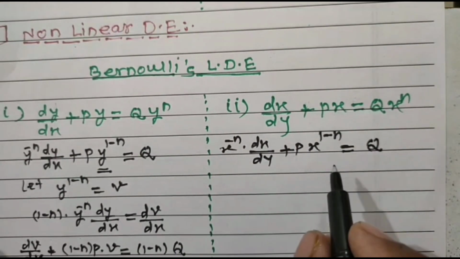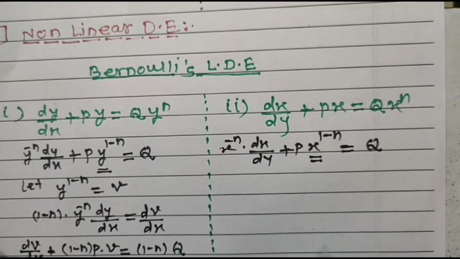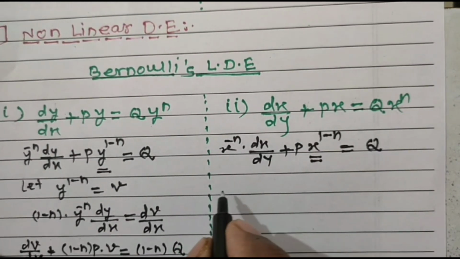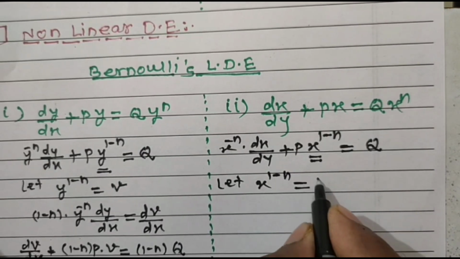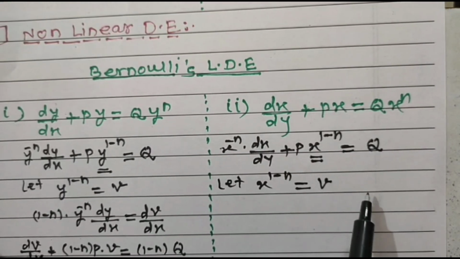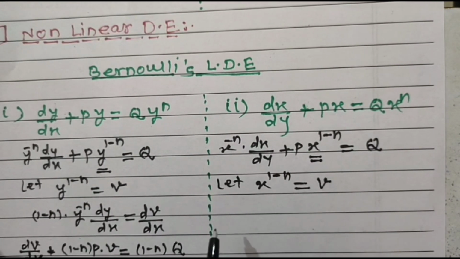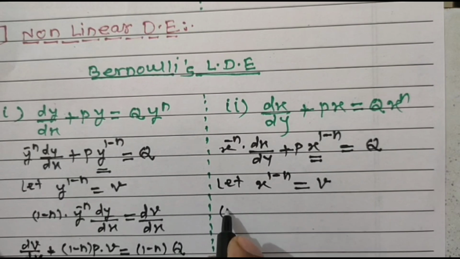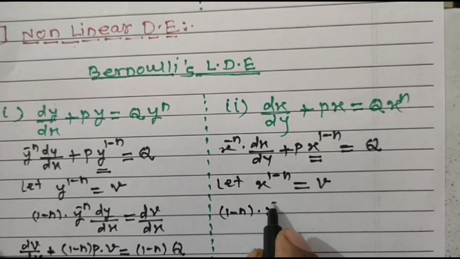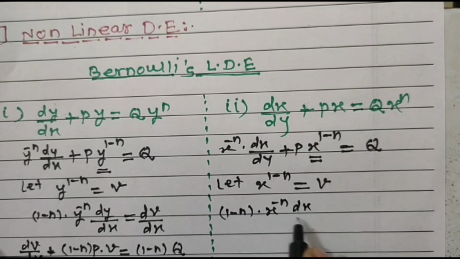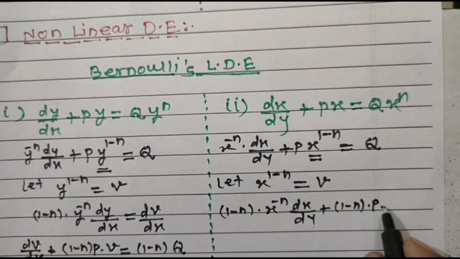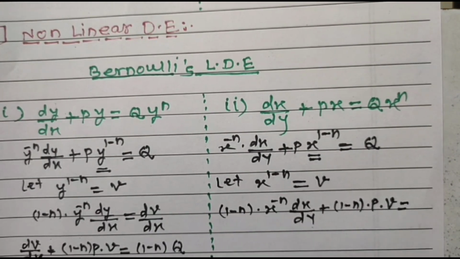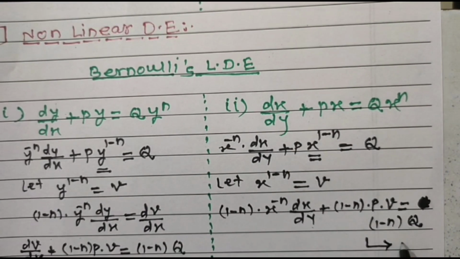Now what we have to do? We have to use substitution for this function. Put x to the power 1 minus n is equal to a new variable v. And then differentiate this with respect to y. Then that becomes 1 minus n times x to the power minus n dx by dy plus 1 minus n times p into v is equal to, on the right hand side, 1 minus n times q.